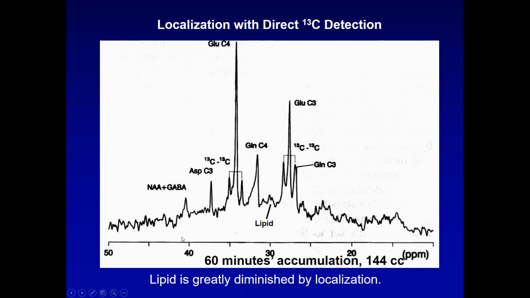So this spectrum shows 60 minutes of accumulation in 144 cubic centimeters of brain. That's a pretty big piece of the brain. So this approach is useful for studying global processes that are spatially diffuse rather than very small localized regions of the brain.